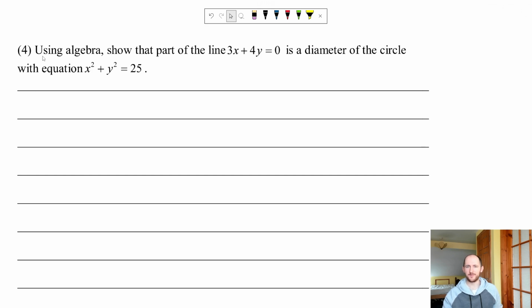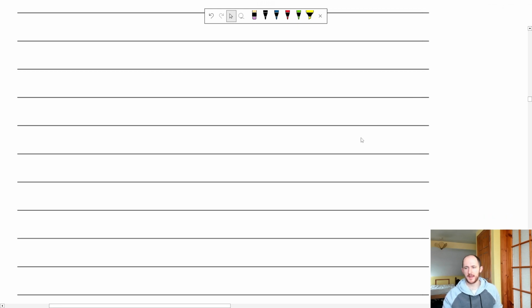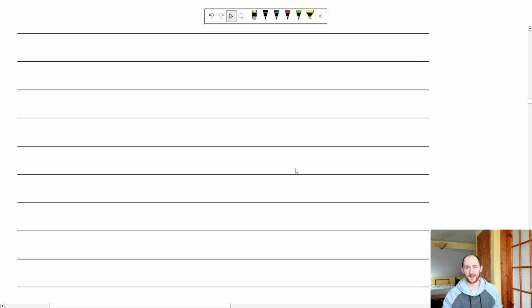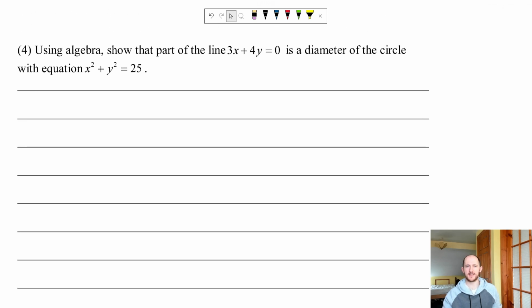Well, this question's fun. Using algebra, show that part of the line is a diameter of the circle with equation x squared plus y squared is 25. Now, this is a 6 marker, and I can see why. So, showing that something's the diameter of the circle, this is actually a pretty good A-level question, to be honest. But you can do it with GCSE knowledge.